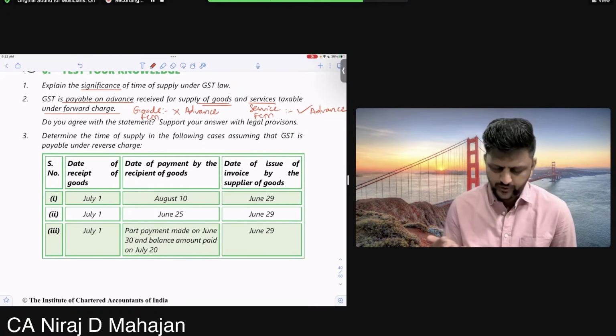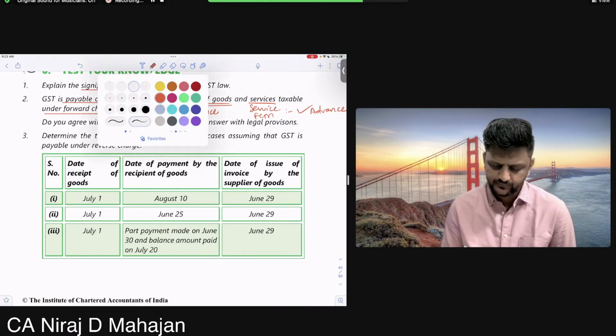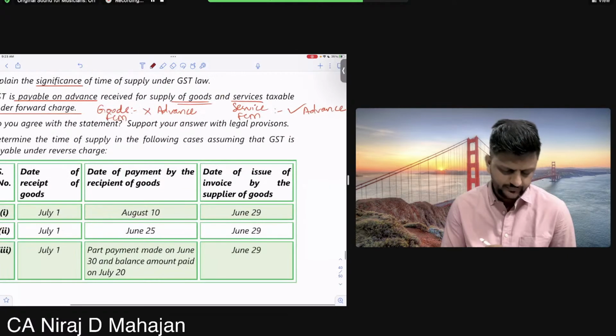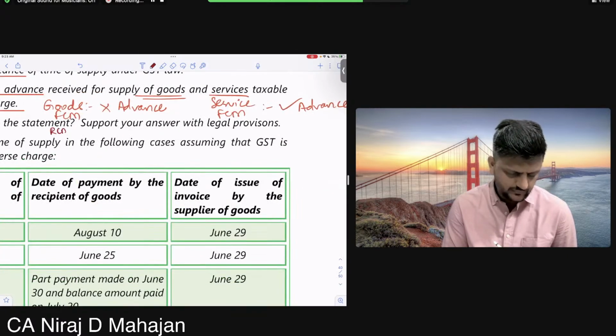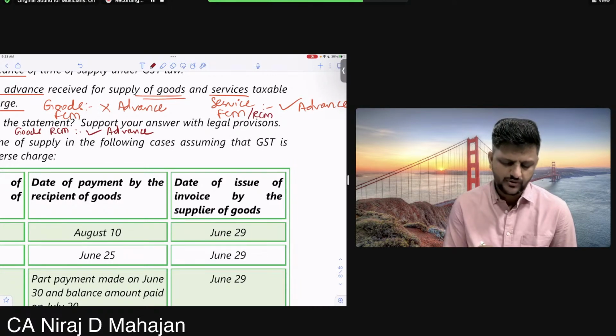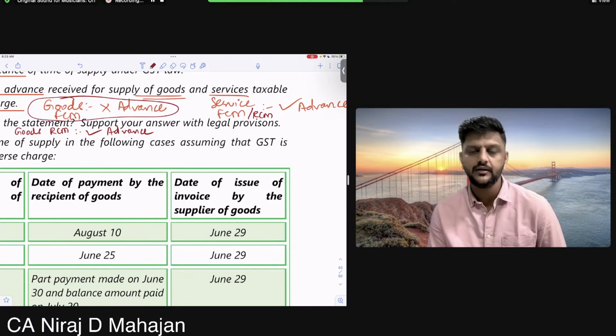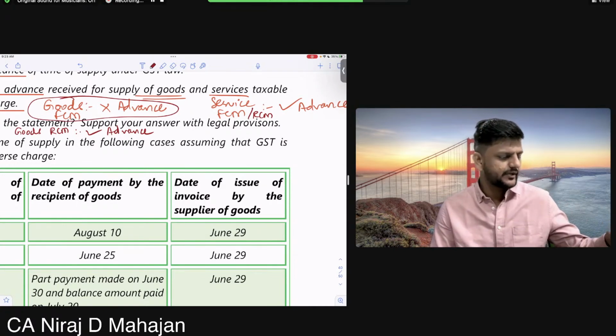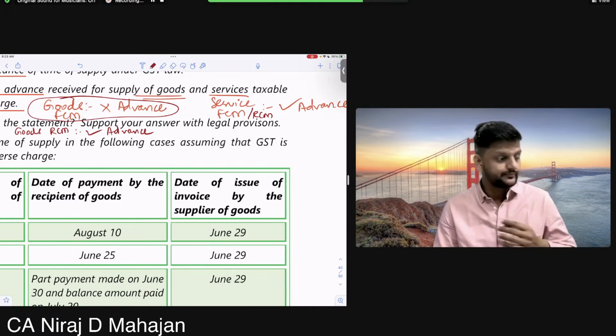You can write this down. I hope you have understood. If it is goods under RCM, then yes, we consider advance payment. And service, again same, forward charge mechanism or reverse charge mechanism, same thing. So only one exception is what? Goods supplied on forward charge mechanism. That time we ignore completely any advance paid, or advance received. Let's just say that. Okay?